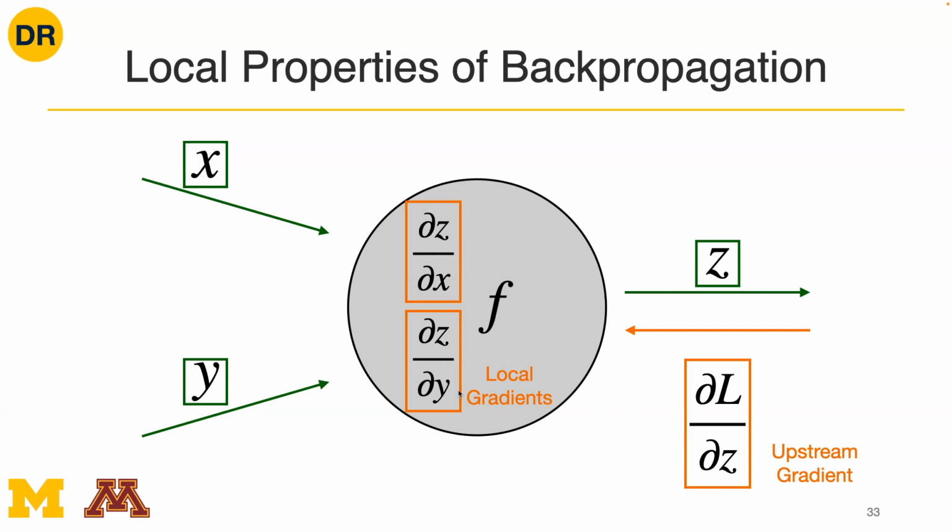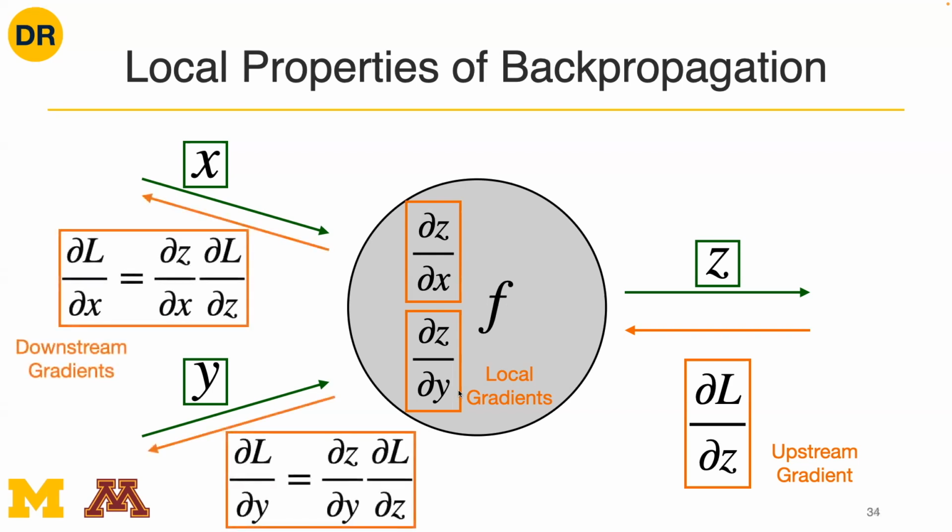And if our backpropagation algorithm can compute these two values locally, then it knows how to produce the downstream gradients as just applying the chain rule, right? So just multiplying dz/dx by dL/dz to produce our downstream gradient dL/dx up here, and then also applying the chain rule a second time to produce the second downstream gradient, which in this case is dL/dy.